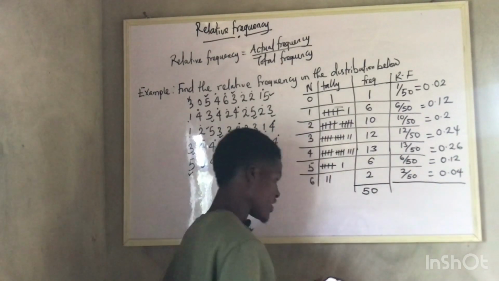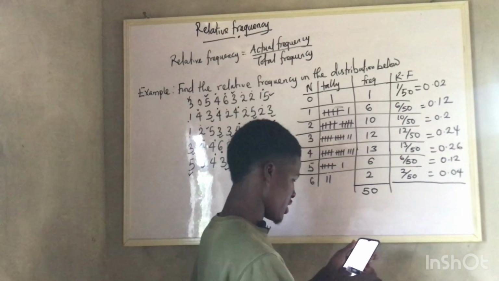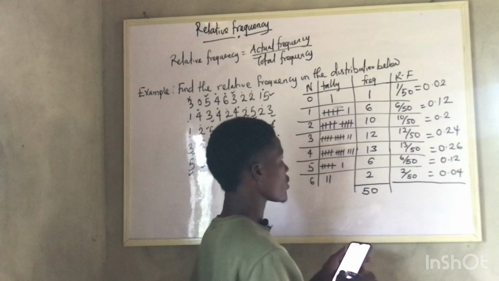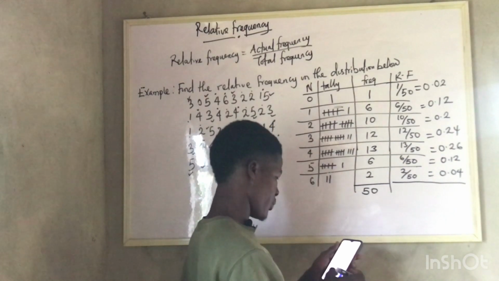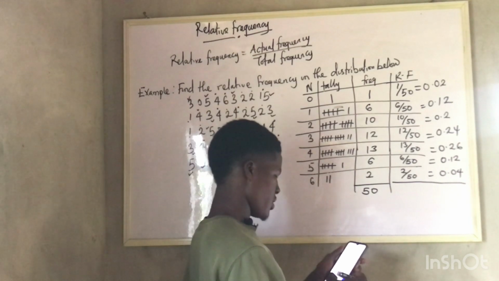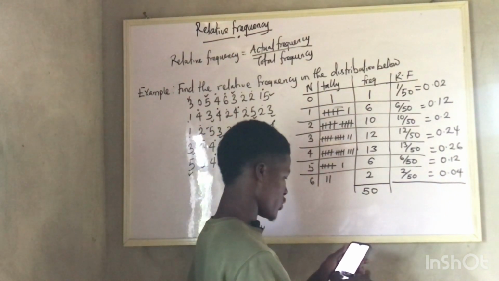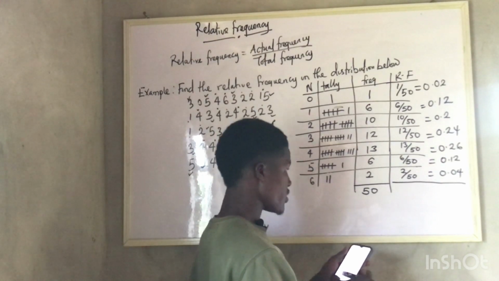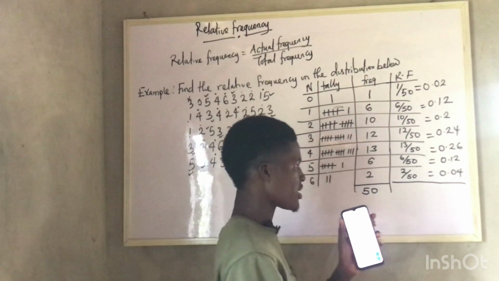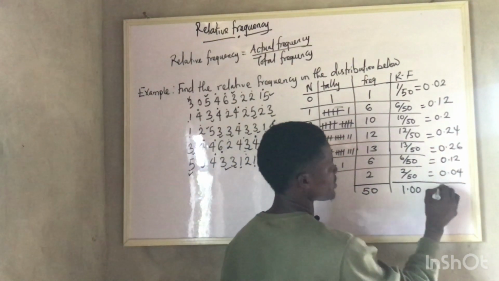So let's add up and see if you are getting one. So we have 0.02 plus 0.12 plus 0.2 plus 0.24 plus 0.26 plus 0.12 plus 0.04. So that is exactly 1, as you can see. So that is 1.00, and I'm sure that's the same thing as 100%.